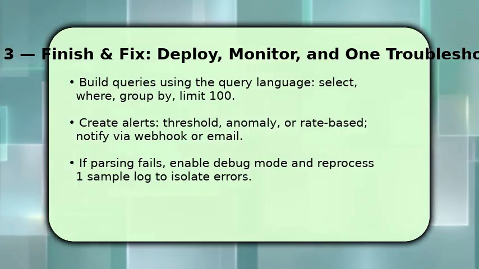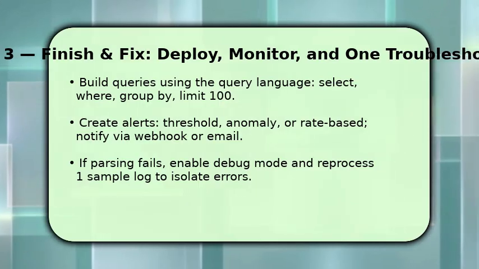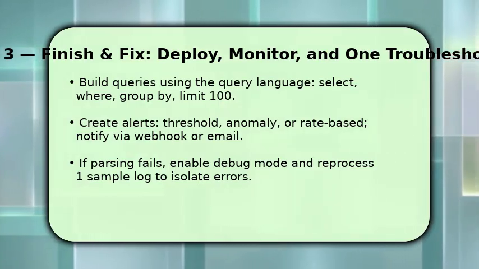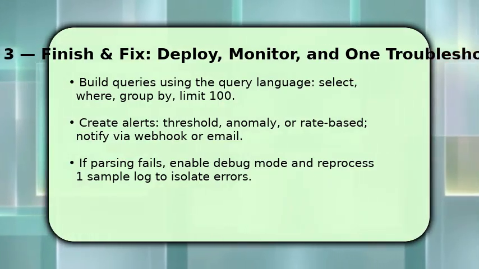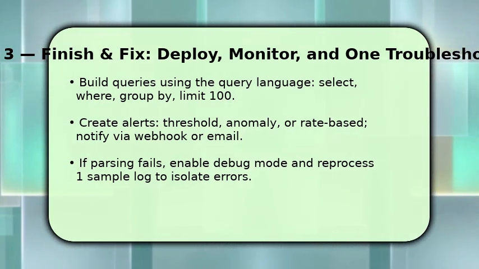If parsing or tagging fails, enable debug mode, reprocess a single sample log, and review the parser output to pinpoint mismatches. Make adjustments to the schema, then rerun ingestion to confirm the fix.